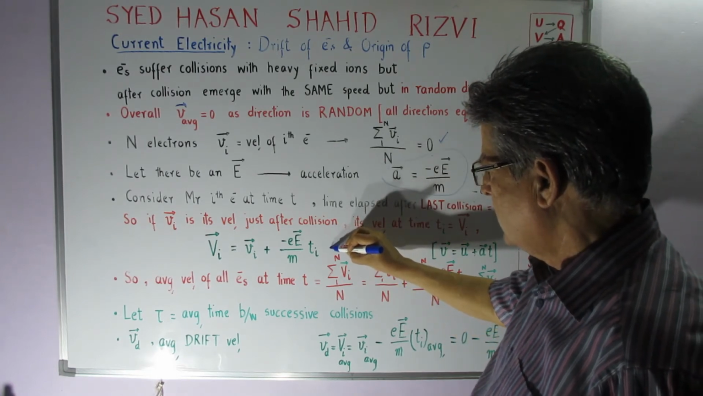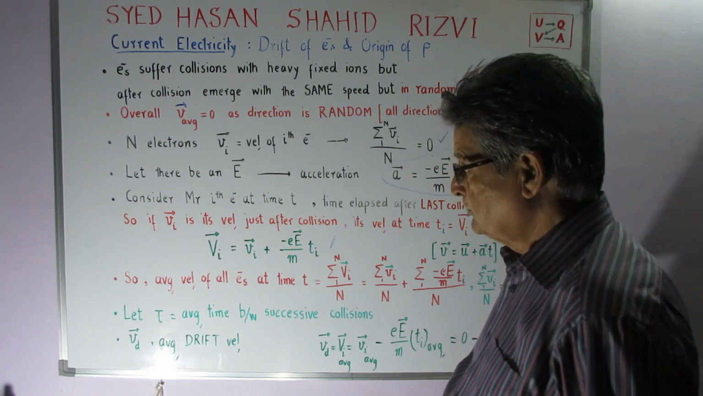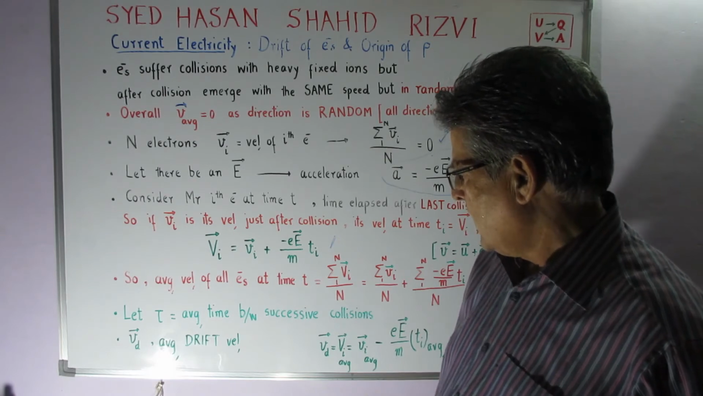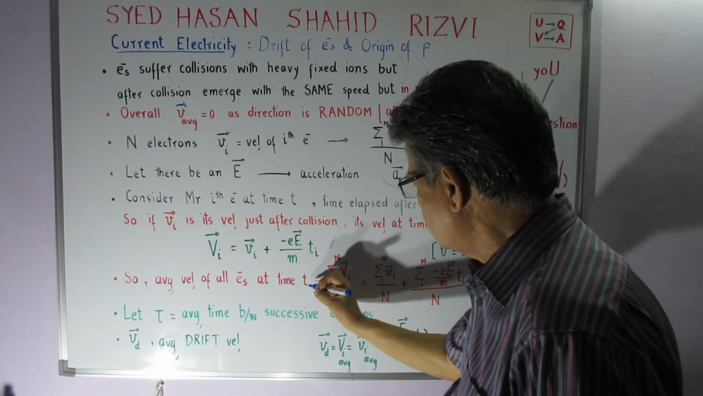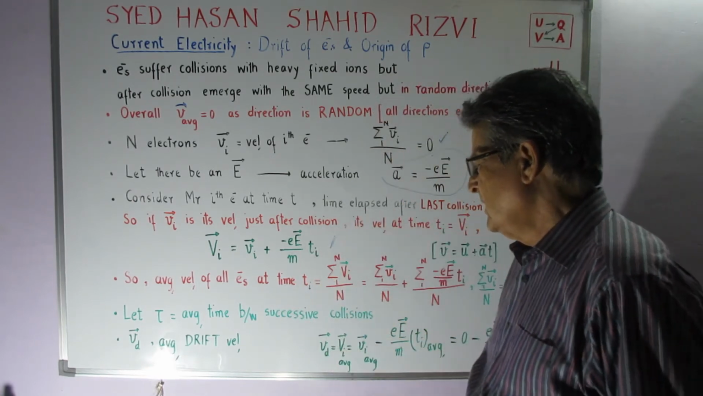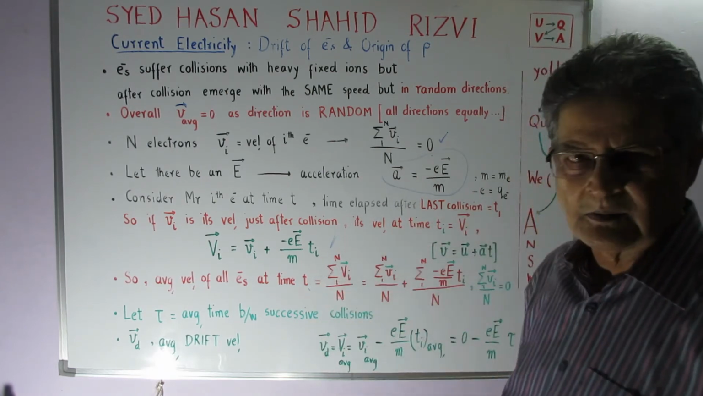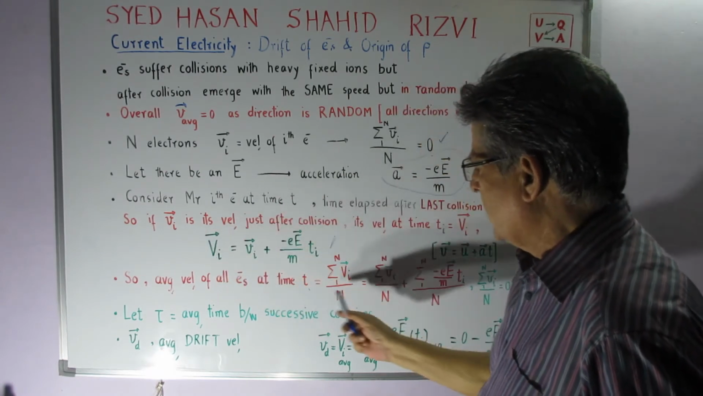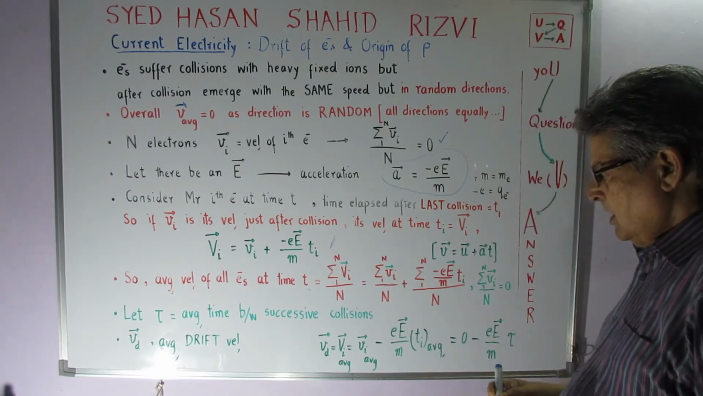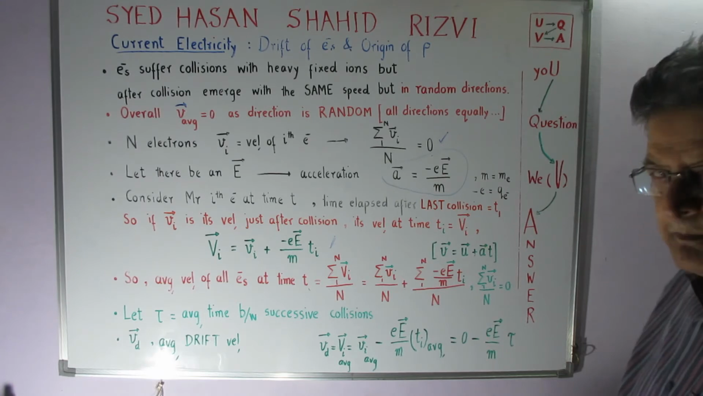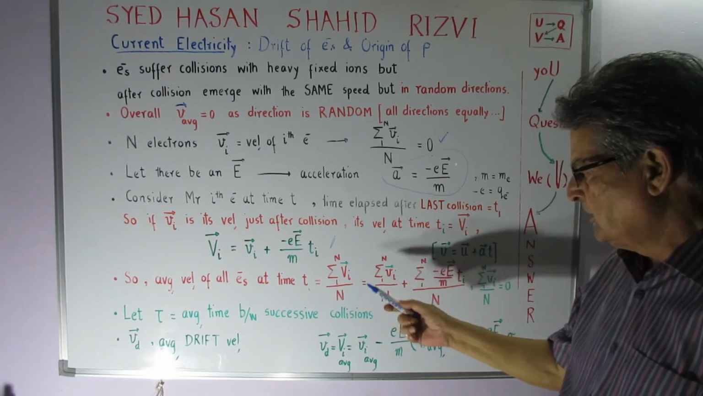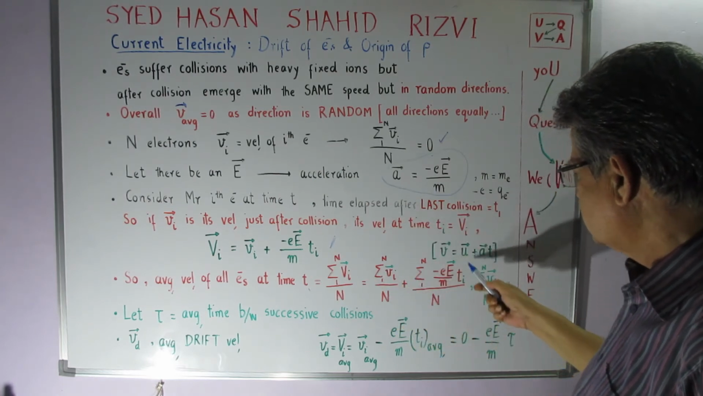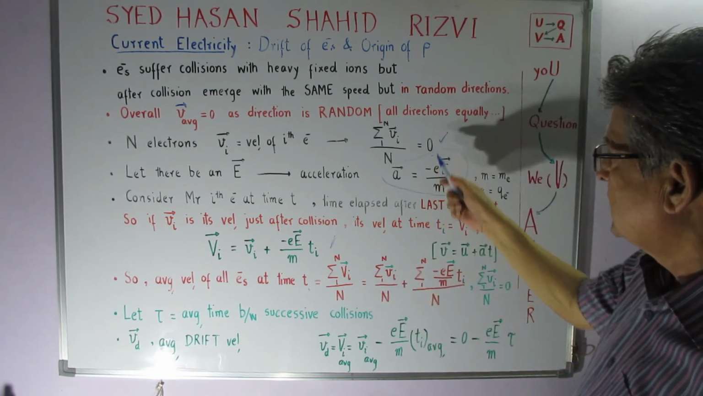So this is a very interesting situation. The average velocity of all electrons at time t will be equal to the average of this vi, meaning all the velocities are added up, not algebraically, but vectorially, and divided by the number. No problem. So I just substitute that here. One part is this and the other part is this. But this part we have already shown is equal to 0.